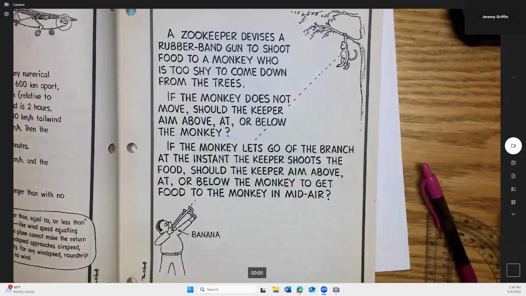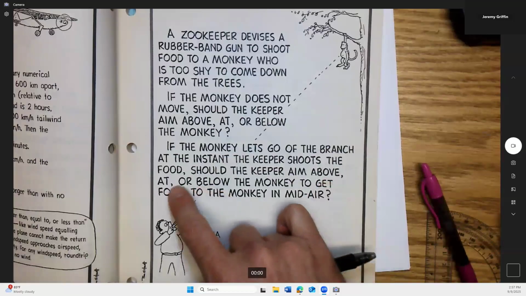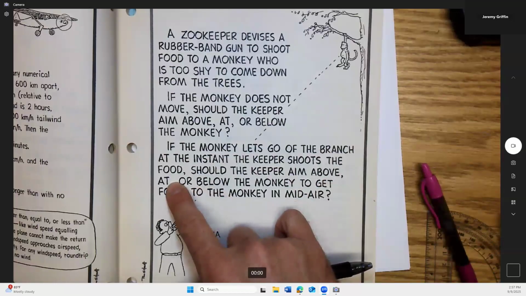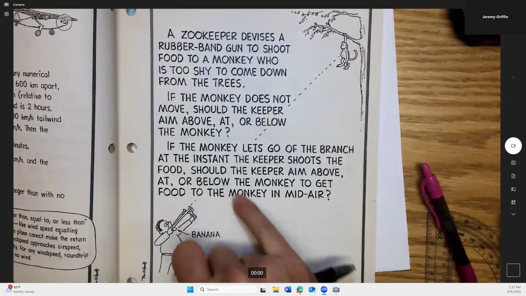You guys ready? All right, show hands. How many guys say he should still aim above the monkey? Who says still aim above? Oh, nobody says that. Who says he should aim right at the monkey? Right at the monkey. Okay, that's got some votes. Who says he should aim below the monkey? Okay, that's got some votes too. It's about a 50-50 split.